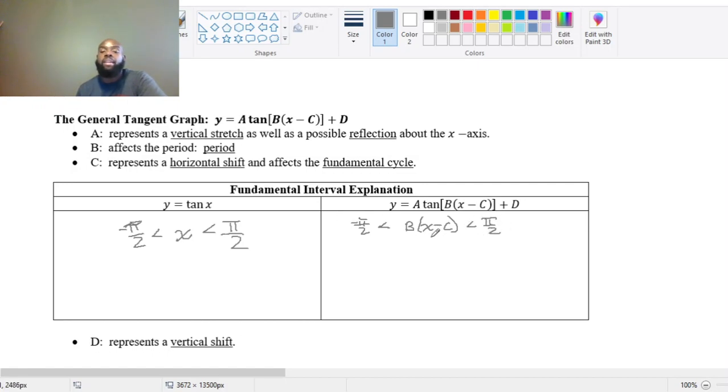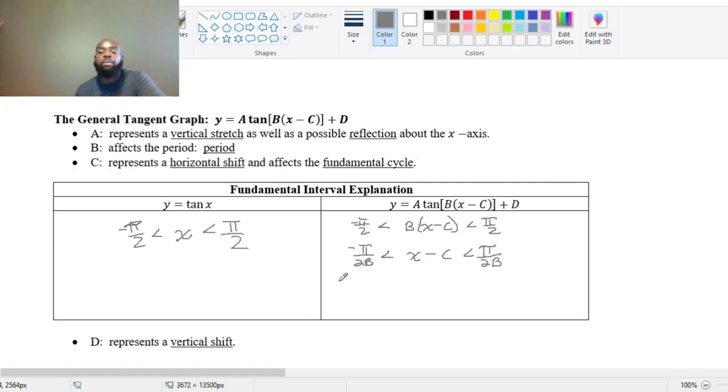Divide both sides by b. Now, if I divide both sides by b, that's the same thing as multiplying by 1 over b. And when I multiply a fraction by 1 over b, that means the denominator gets multiplied by b. So I get negative pi over 2b is less than x minus c is less than positive pi over 2b.